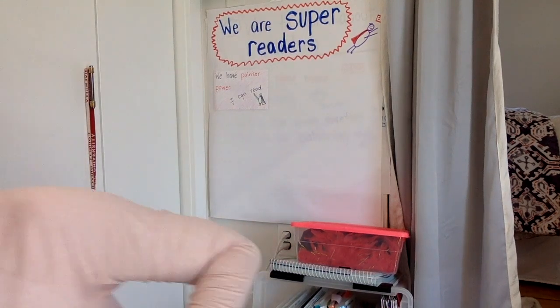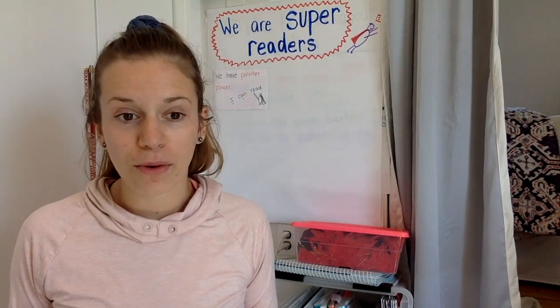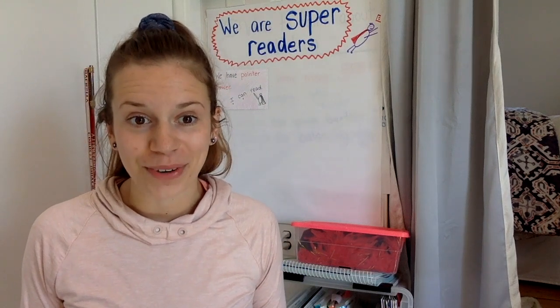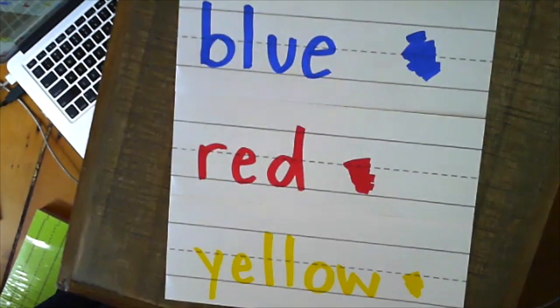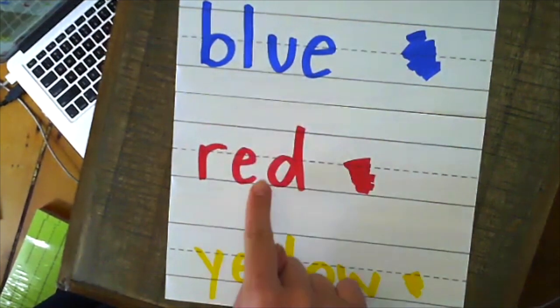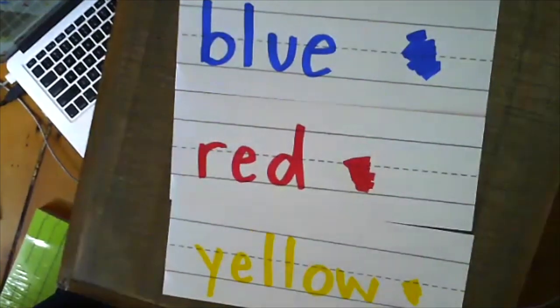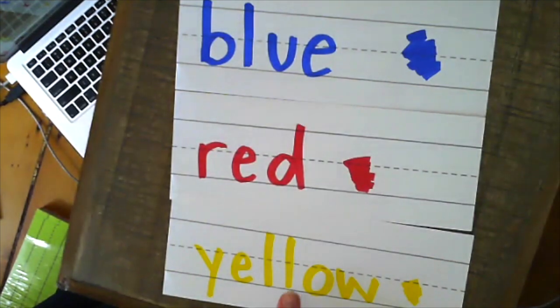I have some color words here. We're going to read them together. Notice how I point only 1 time for one word. All right, I have some color words here. I want you to read the words with me while I point. Blue, red, yellow. Notice how every word got only 1 tap. Even yellow.